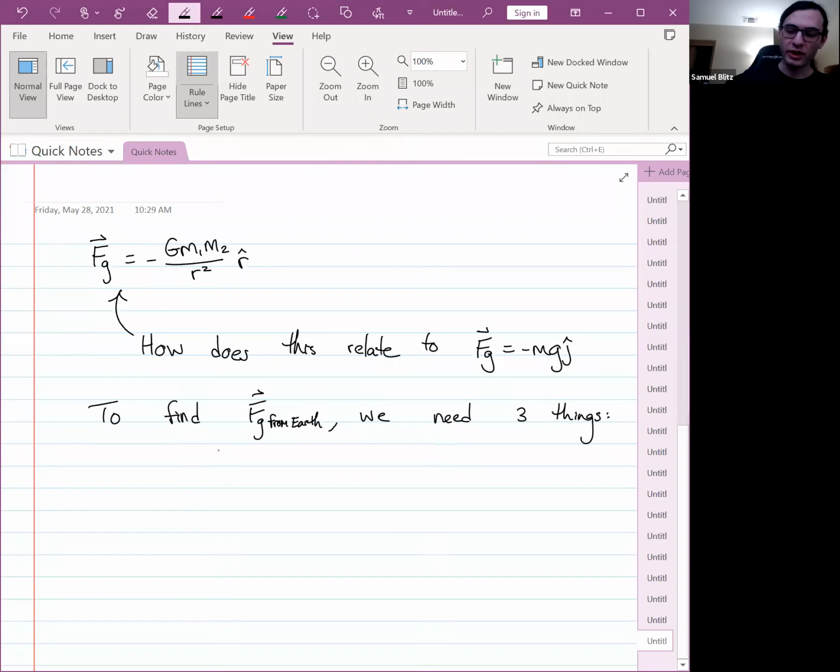We need the mass of the Earth, because the Earth plays a role. We need the mass of the object that the gravitational force is acting on. And we need the distance between the center of masses of the Earth and the object.